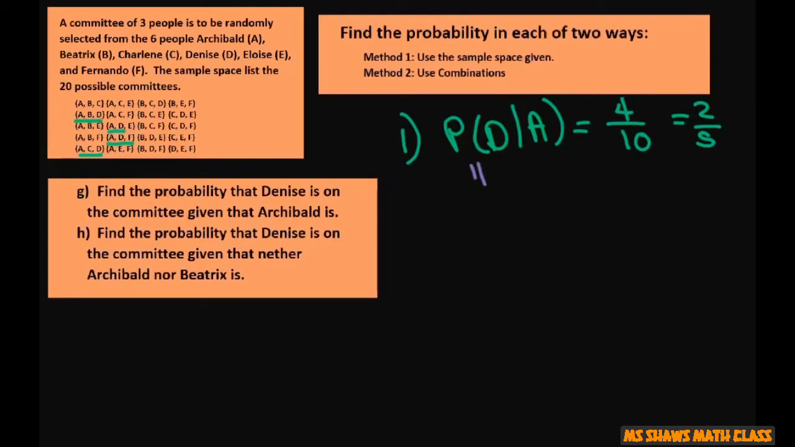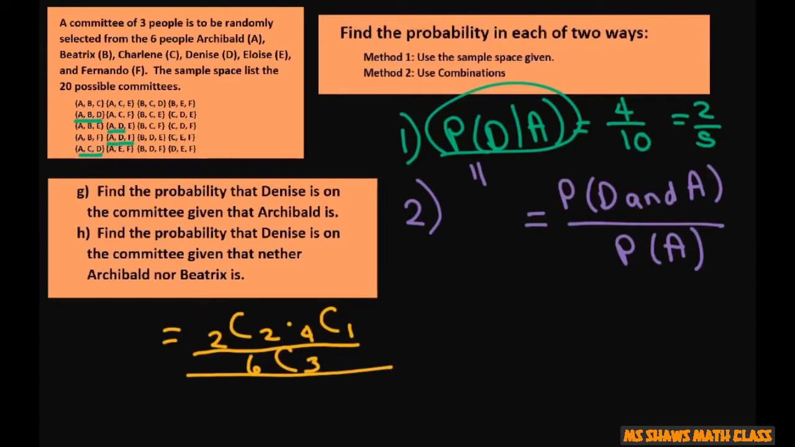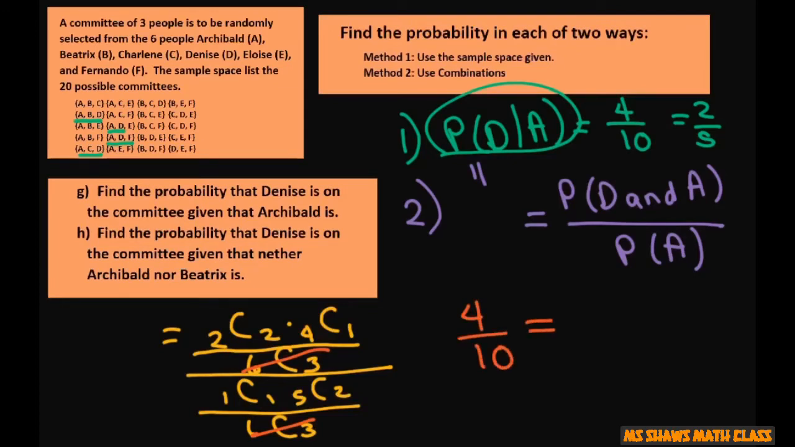Now for method 2, and I'm just going to bring that down, that's going to equal probability of D and A divided by the probability of A. And that's by definition of this. So this is going to give you 2 choose 2 times 4 choose 1. Remember, we can choose 2 for the first one and then a 1 out of the other 4. Divided by 6 choose 3. And then for A, you get 1 choose 1, because you're only choosing 1 for A. And then the other 5, there's 2 left. And then you have 6 choose 3. Now these 2 cancel. So basically what you get is 4 divided by 10, and that equals 2 divided by 5.